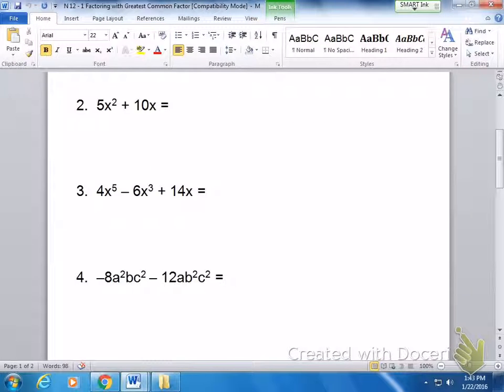Now, we're going to have more terms than just 2 in number 3. We need to look at all 3 of the numbers. I have 4, 6, negative 6, and 14. We'll start with the lowest one. The only things I can divide 4 by are 4 and 2.